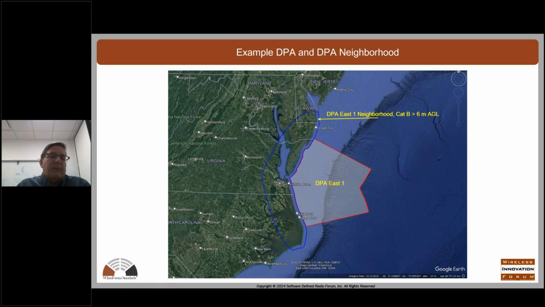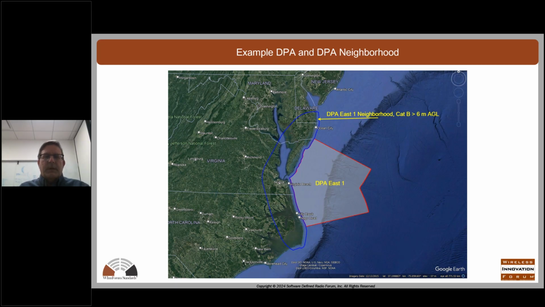So just an example of a DPA. This is the DPA East 1, we call it. It's off the coast of Norfolk. It protects a lot of the ships that come and go from the Norfolk Naval Station, which is the largest Navy base in the world, has the greatest concentration of the types of ships that have the primary radar that we're protecting in CBRS. San Diego and Bremerton, Washington are 2 other high activity areas.